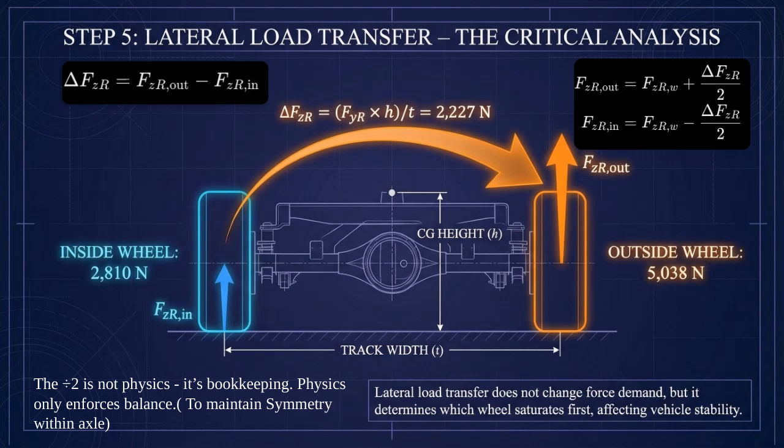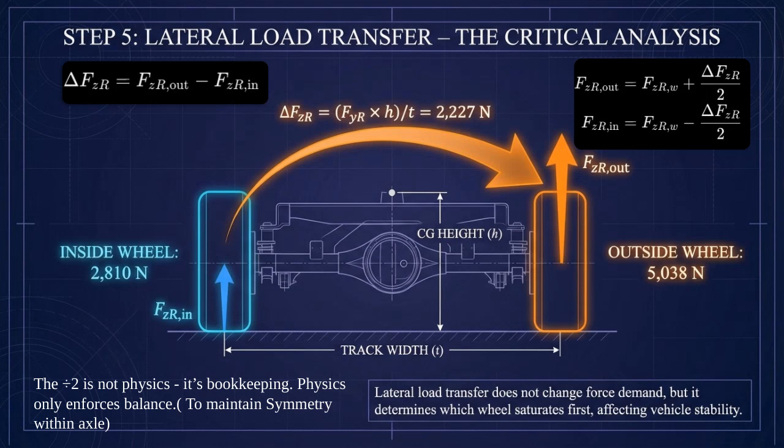The lateral load shift is defined as the difference between the load at the outside rear wheel and the inside rear wheel. Physics preserves balance, so lateral load transfer is treated as a redistribution. Half of the computed load transfer is added to the outside wheel, half is subtracted from the inside wheel. This way, the net lateral load transfer across the axle is still the same. It is simply shared equally in magnitude but opposite in sign between the two wheels.